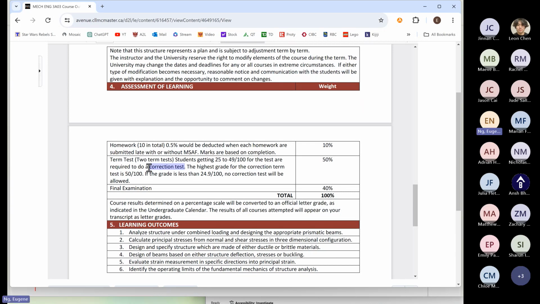Now, if your term test grade is 24.9 or less, no correction will be allowed. It means you did not really study. If you're going to do your best and you get around 30, you can come for correction. If you get 20 out of 100, I will not call you back for correction. It means you really don't understand the content at all, or you did not have the head space. You are too busy to study, basically. The final exam will be worth 40%, so the total will be 100%. Any questions so far regarding the course outline from anyone, please?